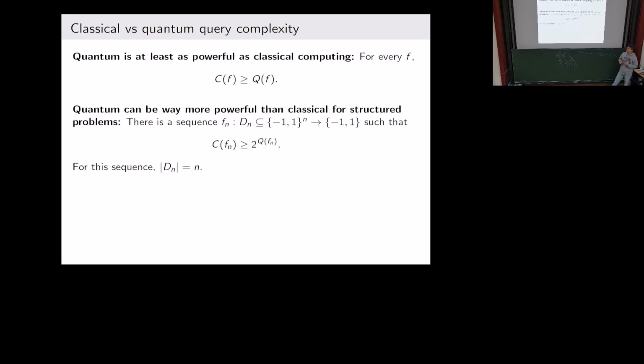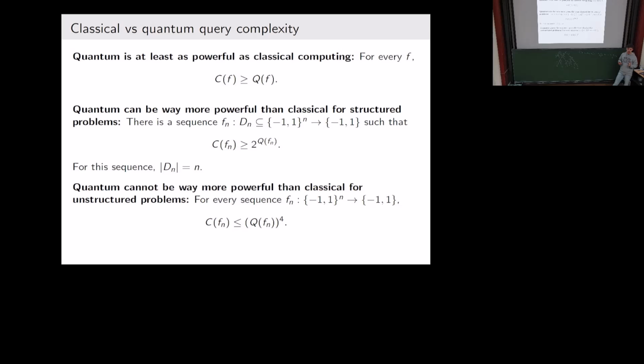This is a setting for problems that are very structured, but in the opposite setting, where you have no structure, meaning that the function is defined on the whole Boolean cube, there is no exponential separation. What we know is that for every Boolean function defined on the whole Boolean cube, the classical query complexity is at most the fourth power of the quantum query complexity. So in this setting, we cannot achieve super polynomial speedups. The open question is what happens in between.